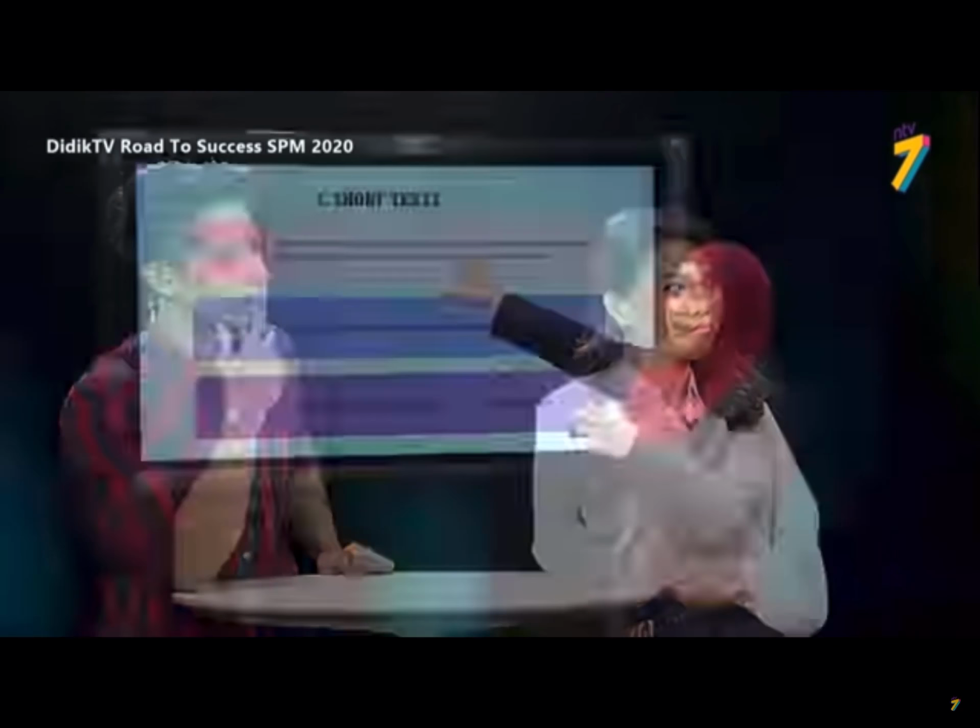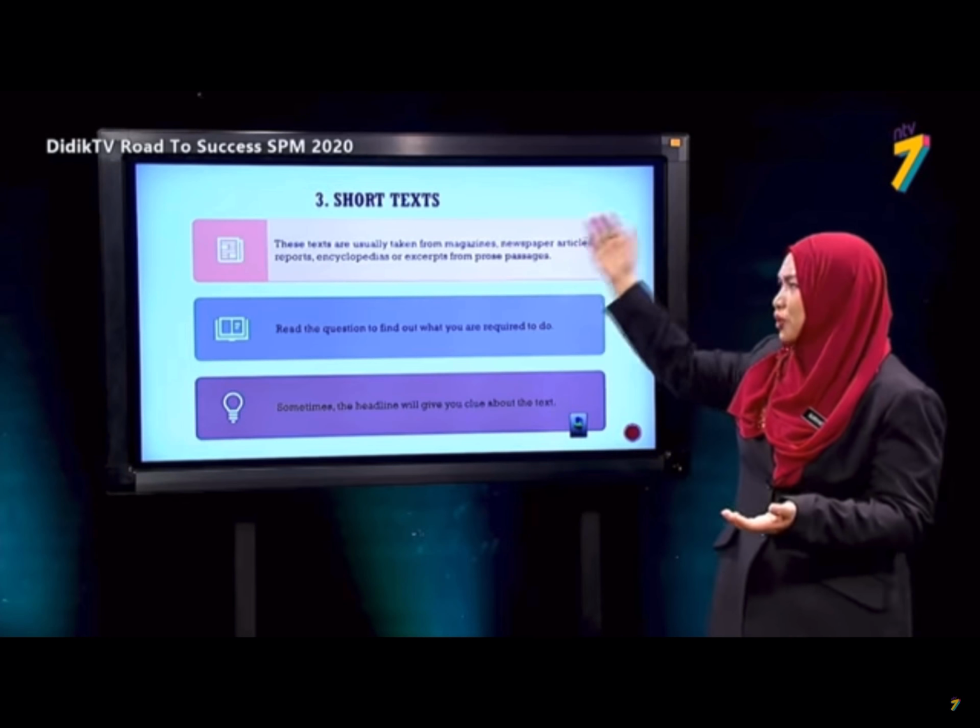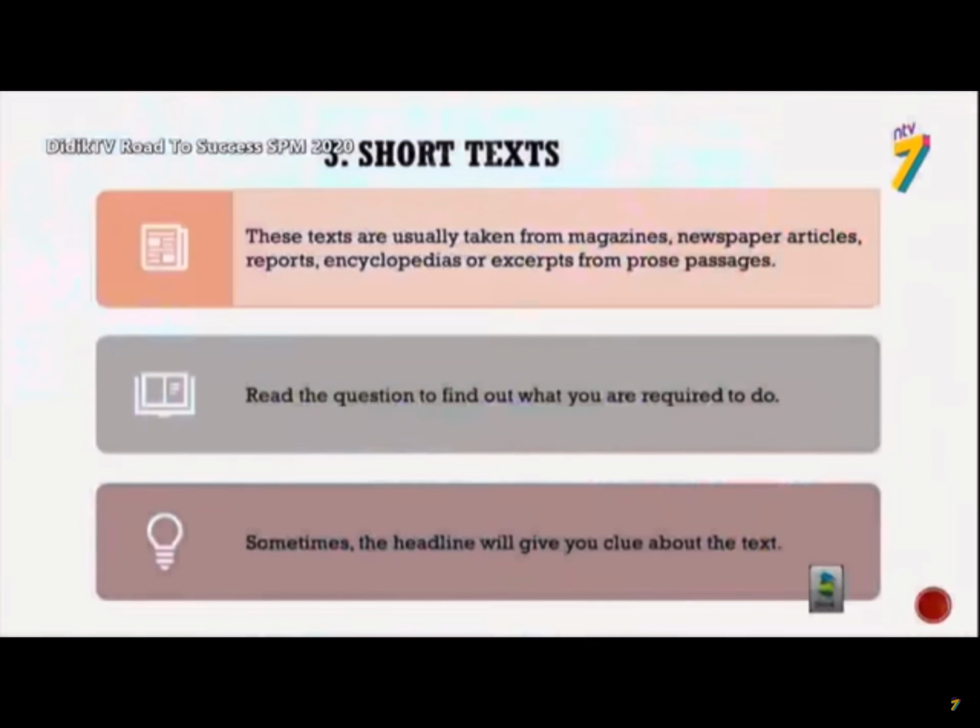Kita masuk short text, teacher? Yeah, short text now. Short text can be an extract from magazines, newspapers, articles, reports, encyclopedias, anything. It can be anything. So of course, again, what's the keyword for English? Read the question. Okay, very good. You are getting it.